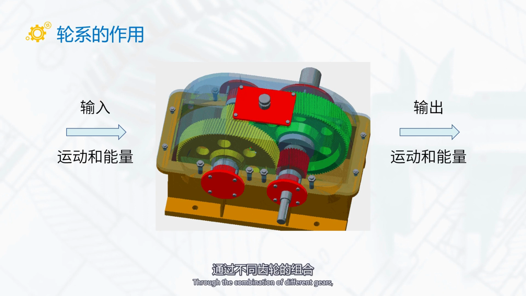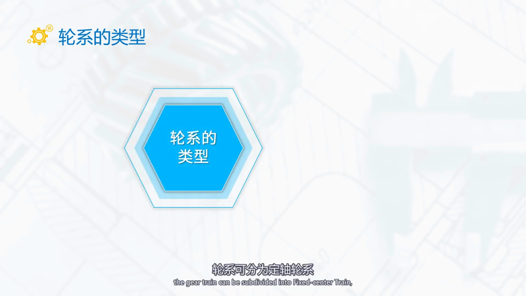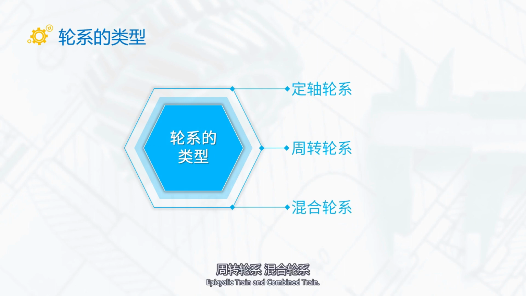Through the combination of different gears, the requirements of variable speed and direction can be realized, and the motion can be synthesized or decomposed. According to whether the axis of each wheel is fixed during transmission, the gear train can be subdivided into fixed center train, epicyclic train, and combined train.